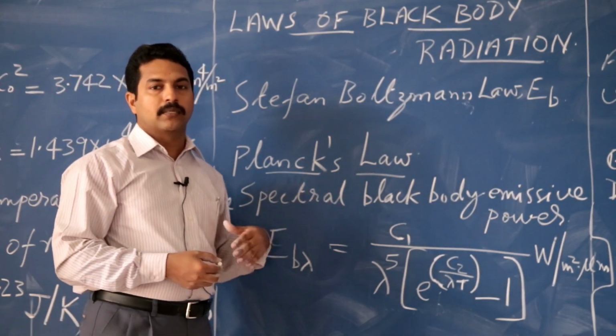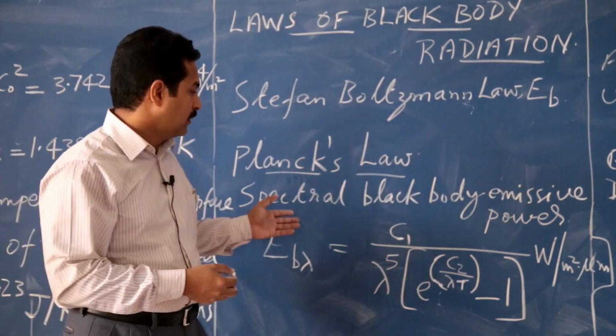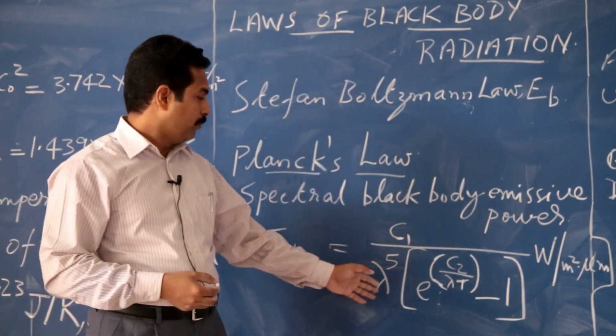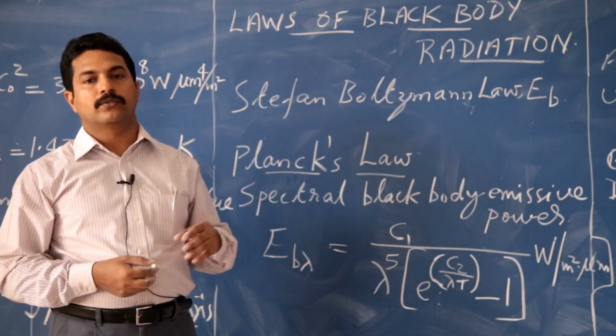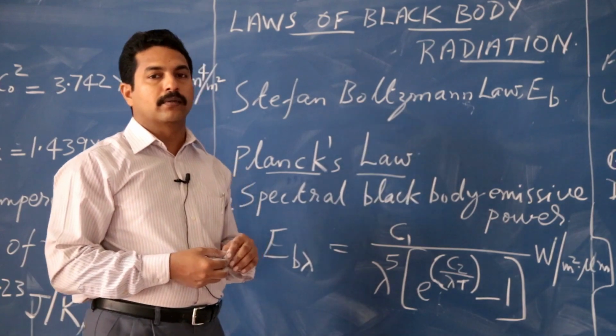In the coming classes we will see the Planck's distribution, and when we change the values of lambda, the spectrum will change based on the temperature. That will lead to Wien's displacement law and all, which we will see in the coming classes.